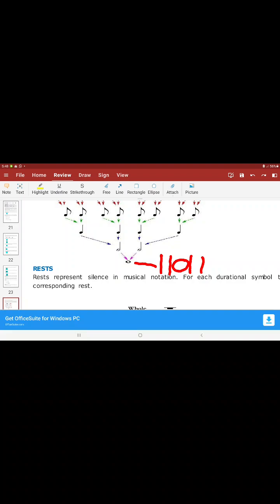Two semi-breves will give us a breve. Continuing from there, one breve gives us two minims. And a single minim will give us what? Two crochets. This, if you remember, is the crochet. A single minim will give us two crochets.